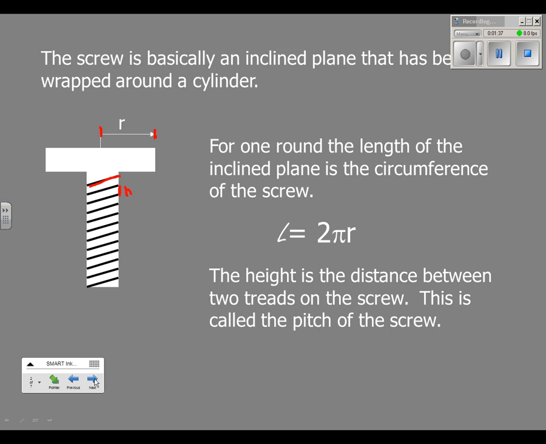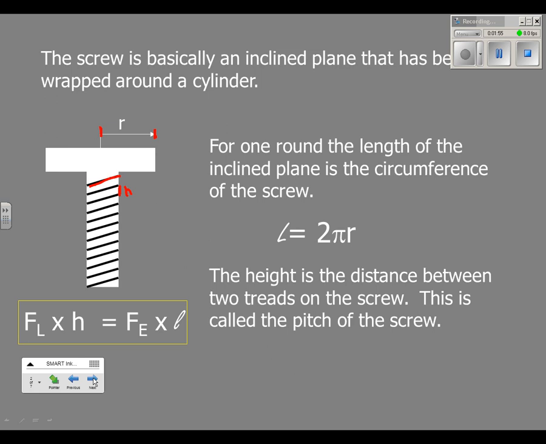That's h, that's height, all right? Because if you're calculating the length as one circumference, well, how high do you go in one circumference? Well, it's going to be just the distance between threads, okay? And that's called the pitch of the screw.